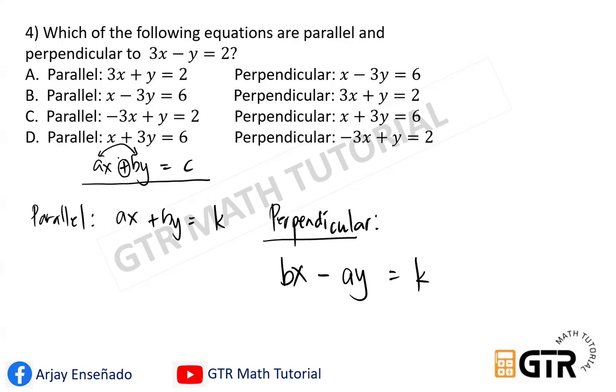Okay? So therefore, applying that concept, the equation of the parallel line should be also 3x minus y. So letter A, this is wrong. We must have 3x minus y. Letter B, so we must have 3x. So therefore, letter B is wrong. Letter C, we have negative 3x, but we should have 3x. And then for letter D, we have x, so this is also wrong. So that means the only possible answer is letter C.